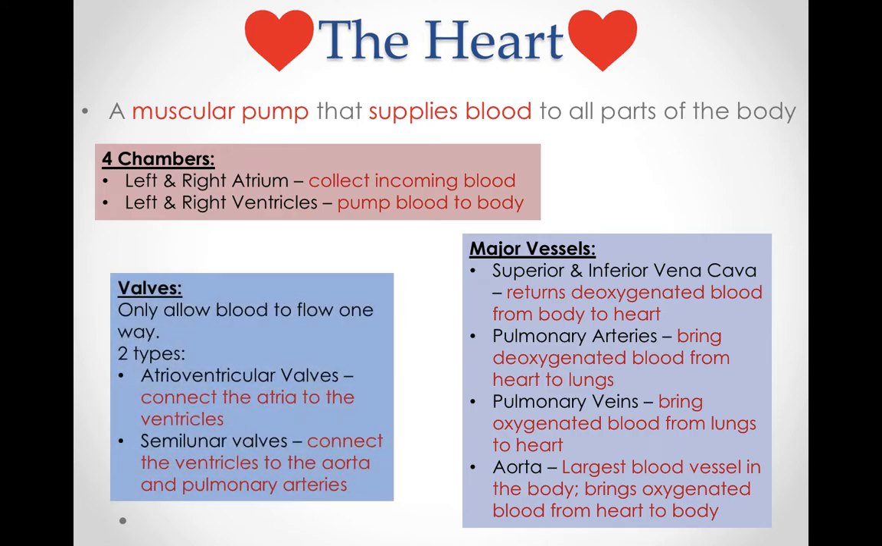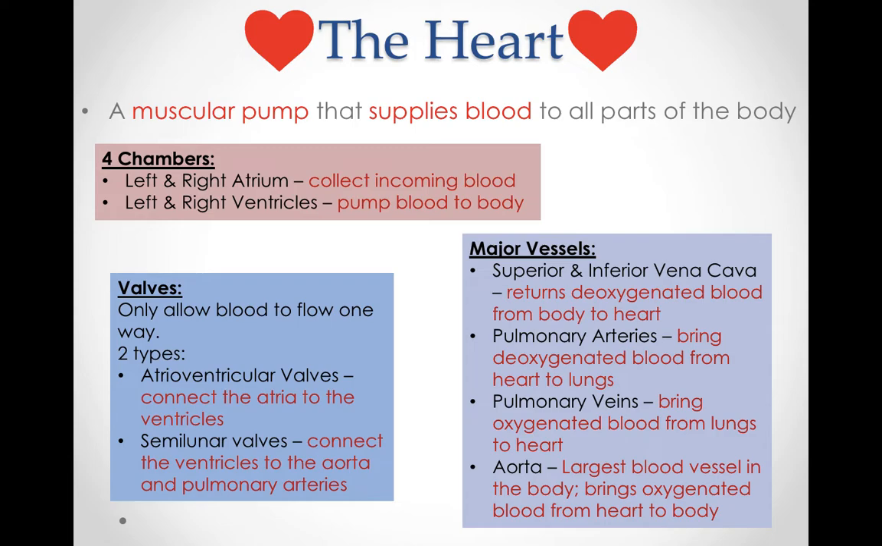So then the last section is the valves. So just like in our veins, these are one-way valves that only allow the blood to go in one direction. So there's 2 types. There's atrioventricular valves, and that connects the atria to the ventricles. So if we look at that word, a good way to remember it is atrio looks like atrium, ventricular looks like ventricles. So we're connecting the atrium to the ventricles. And then we have semilunar valves that connect the ventricles to the aorta and the pulmonary arteries.